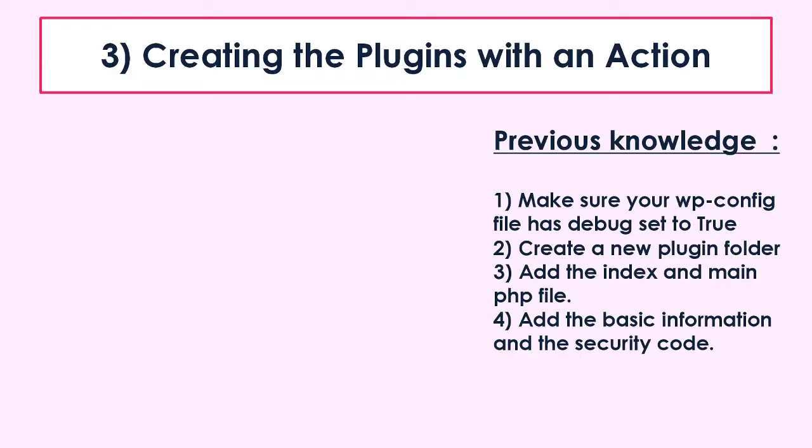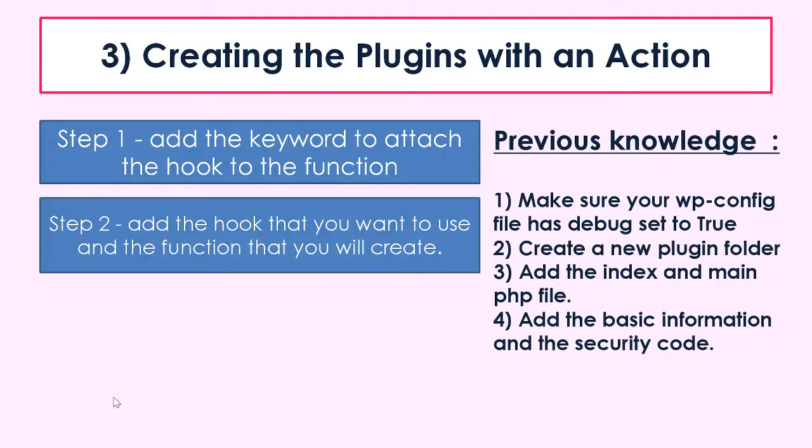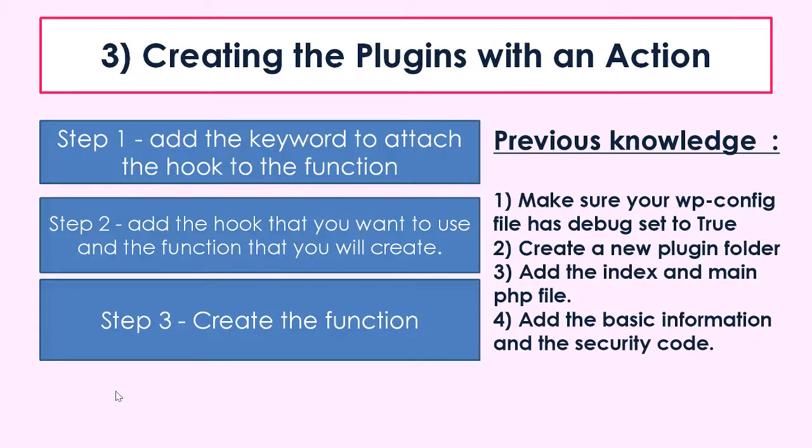Okay, so now that you've created the plugin that you're going to add the action to, I'm going to talk about the 3 steps. The first step is that we need to use the keyword to attach the hook to the function that we've created. So that keyword is add action. The second one is to find where you want to hook your code to. So you need to look up the name of the hook that we will use to add our function to. And the third step is to create the function. So it's as simple as those 3 steps.